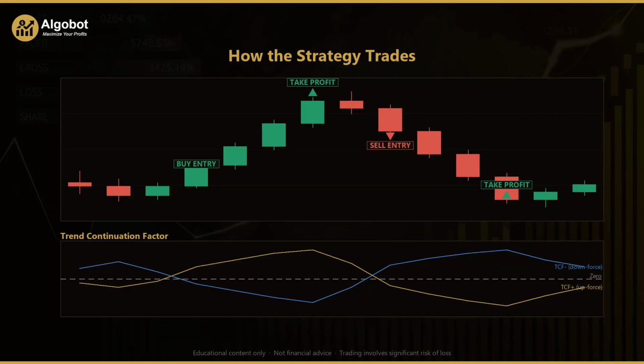In each case, the entry waited for the two legs of the trend continuation factor to cross zero in opposite directions on the same bar. The strength gate confirmed the move had real conviction, and the ATR-based stop and target defined the risk in advance. Of course, not every signal behaves this cleanly, and losing trades are a normal part of any approach.